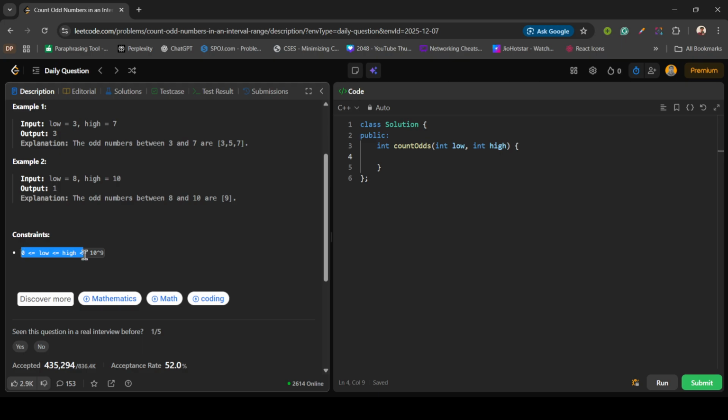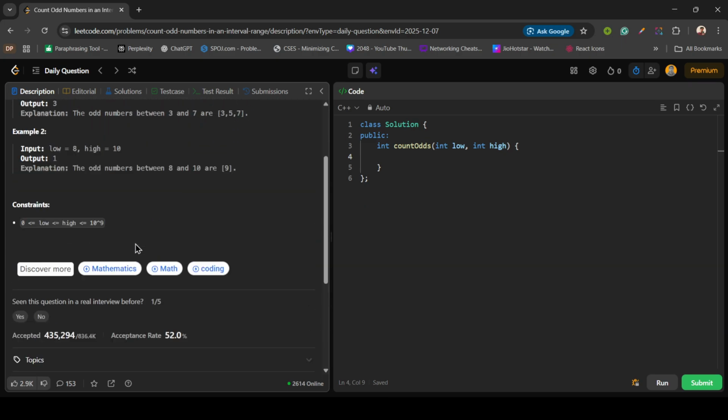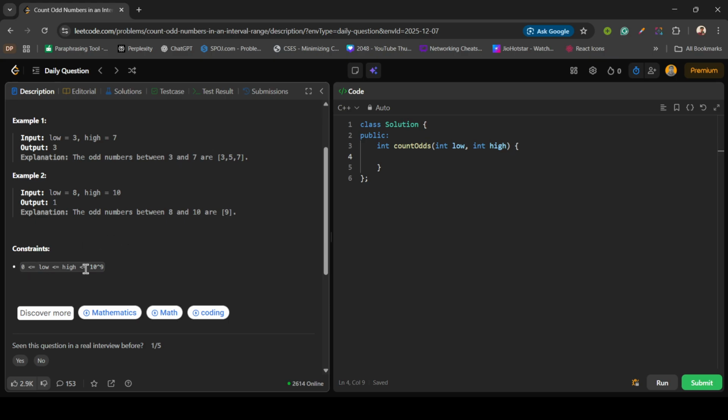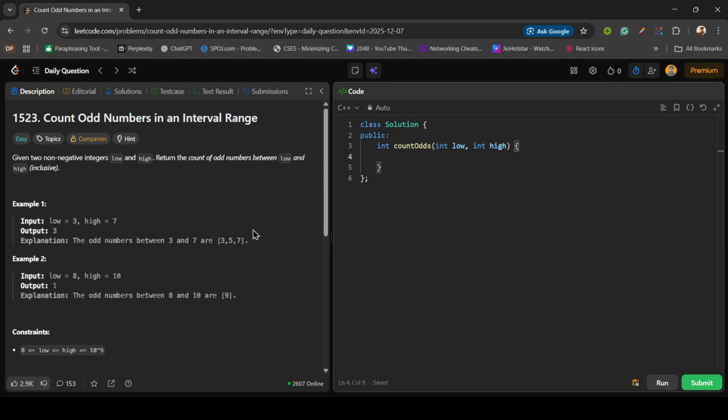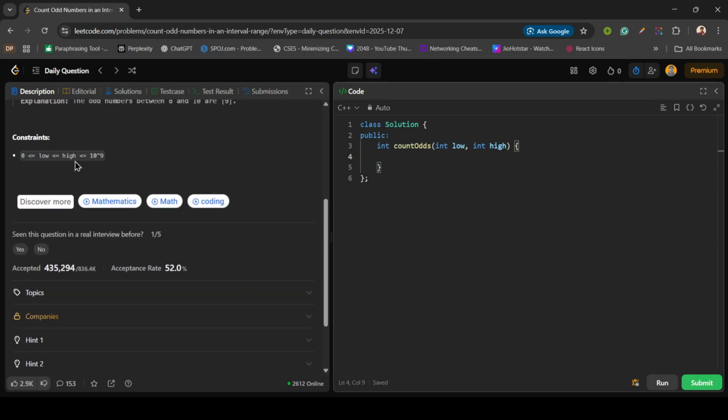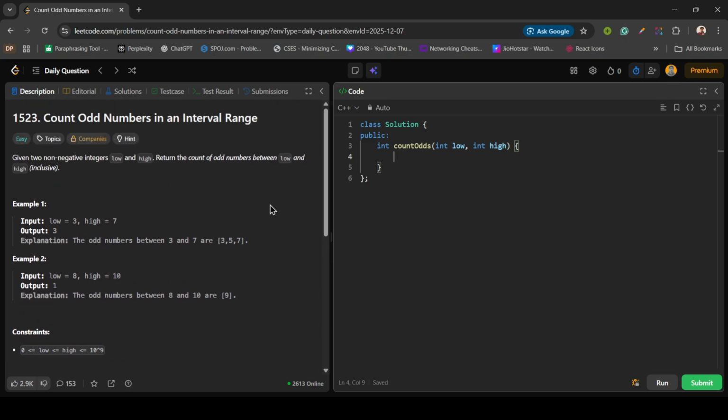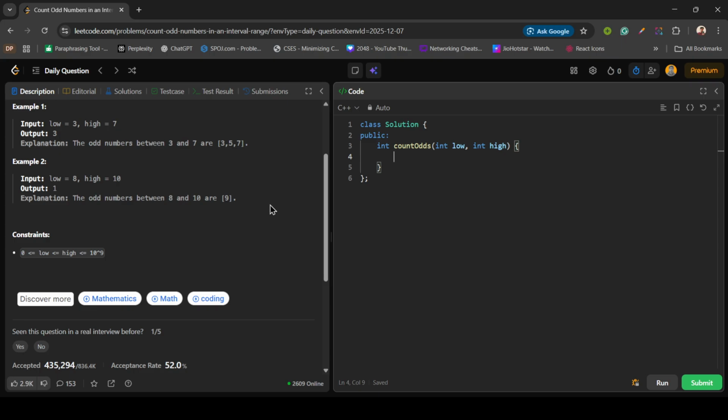Now if you see here, we have been given the range: the value of low and high can be 0 to 10 to the power 9. Now if low is equal to 0 and high is equal to 10 to the power 9, and we just check all the numbers between low and high, including low and high, then we will be doing this in time complexity big O of high minus low. So if high is 10 to the power 9 and low is 0, the time complexity will be big O of 10 to the power 9, which is a very big time complexity, right?